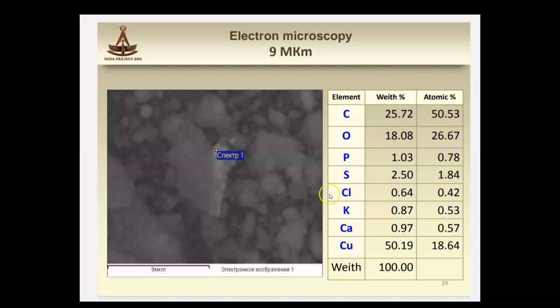Now, we are looking at a scan that returned 50% copper, and this is the first element that is inexplicable to be naturally occurring at this concentration. Almost 50% of the sample is copper. So start a list with copper being component number 1.